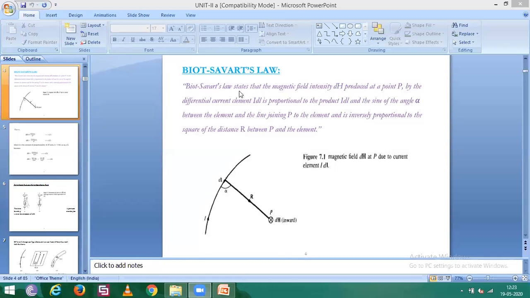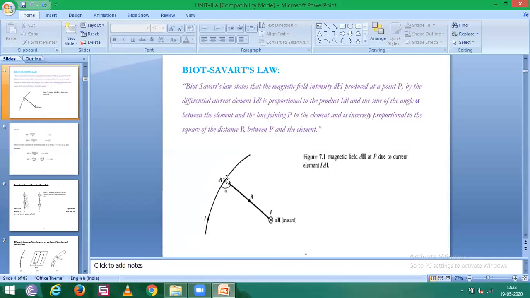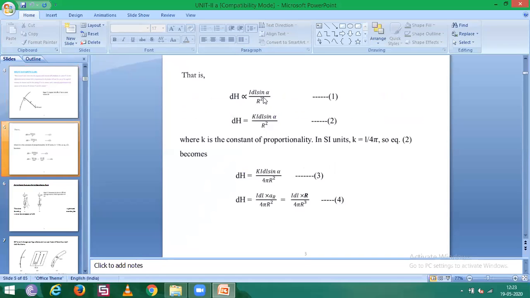Which is given as dH is directly proportional to IDL. Why dH? Because we are taking only a small current element IDL. So the magnetic field produced by current element IDL is dH. Therefore dH is equal to IDL sin alpha divided by r square. Removing the proportionality, we have to put some constant k. When the value of this k is calculated, it comes to 1 by 4 pi in SI units. So taking all that into consideration, this will be the expression for dH.